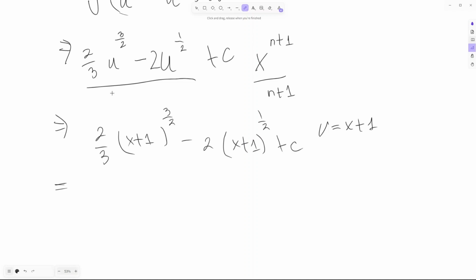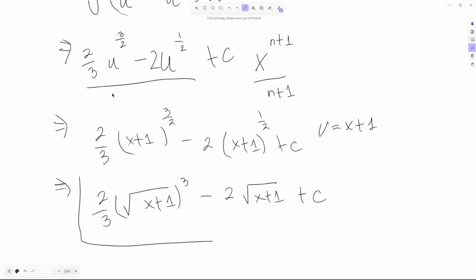We can further simplify this by putting 2/3 times x plus 1, and that's all to the power of 3/2, minus 2 times the square root of x plus 1, plus c. And that's our final answer.